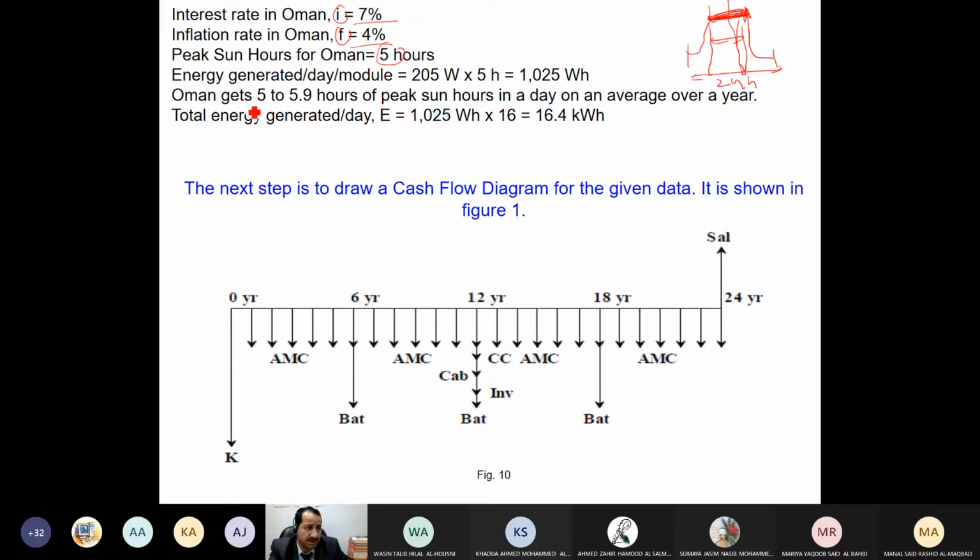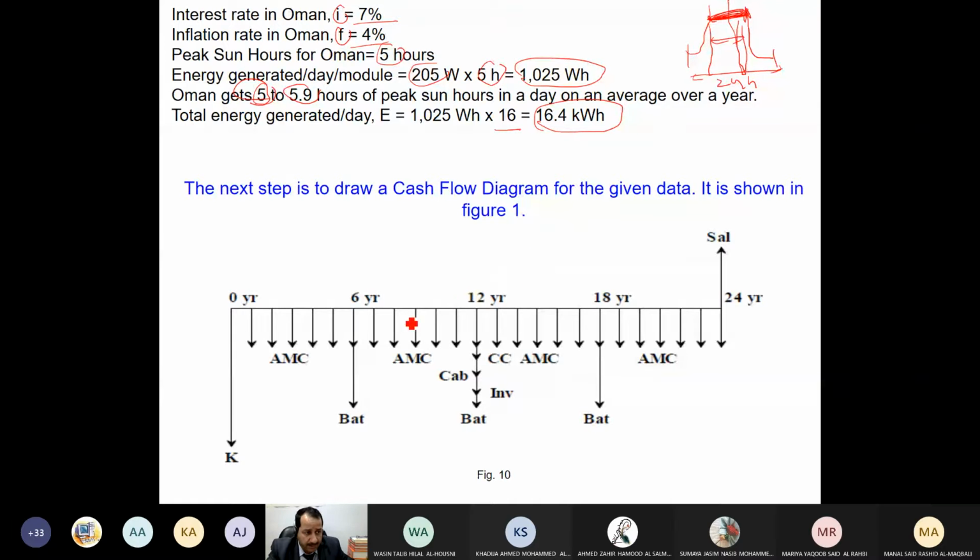Or if he gave me as an example here, a range from 5 to 5.9 due to the seasonal change, summer and winter, then we select the lowest, which is 5. So I multiply 5 hours daily by 205, the one panel. It generates 1025 watt hour. This is the energy generated by one PV module. If I multiply by 16 modules, then I have this amount of energy generated by the PV system.